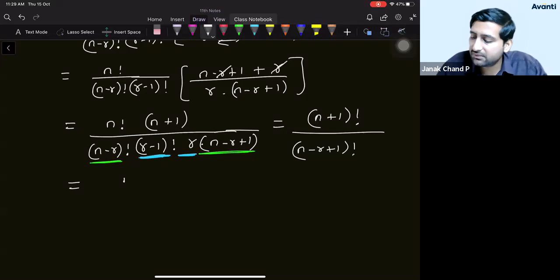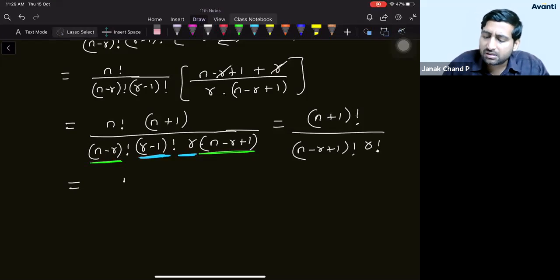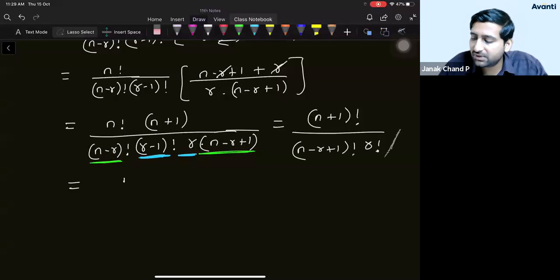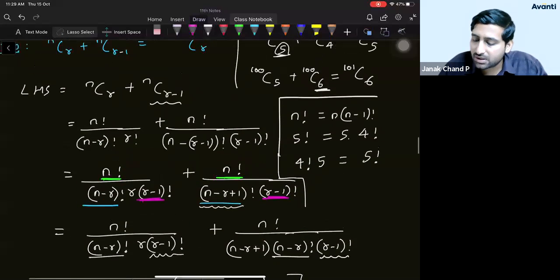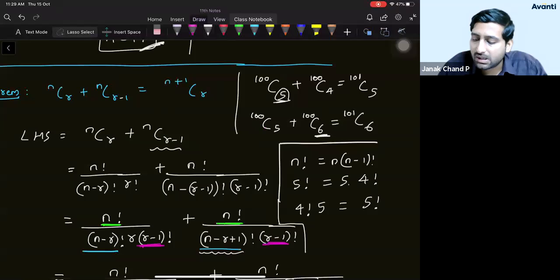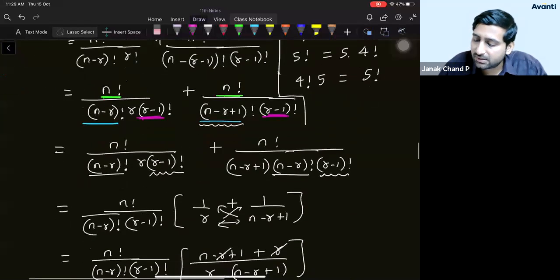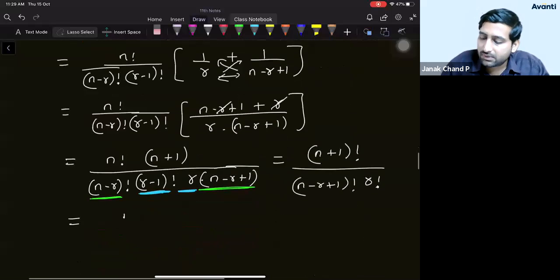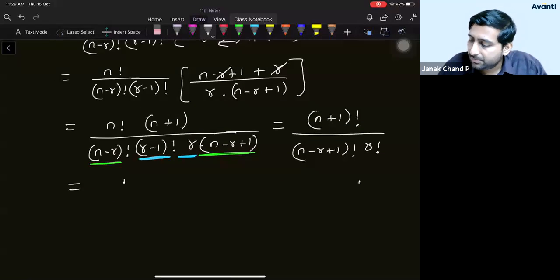So the value of that will also be the next number factorial. Okay, so now, student, we have just simplified and we got this. We should just show that this is equal to RHS. If you look at your RHS, student, you are supposed to show that it is equal to n plus 1 CR. Okay, so what we wanted to show is n plus 1 CR.